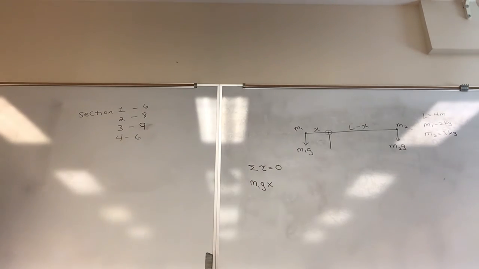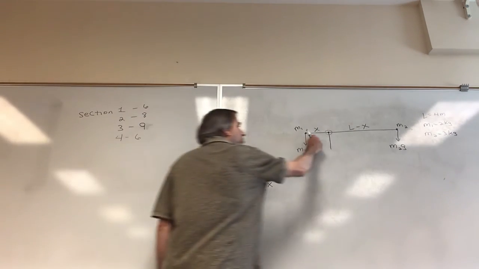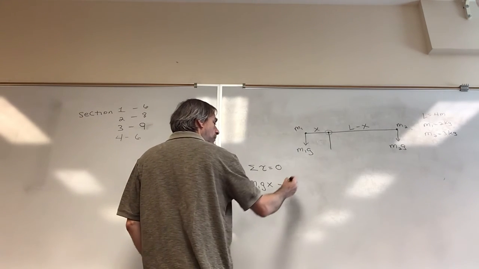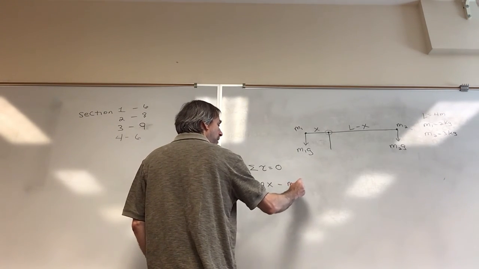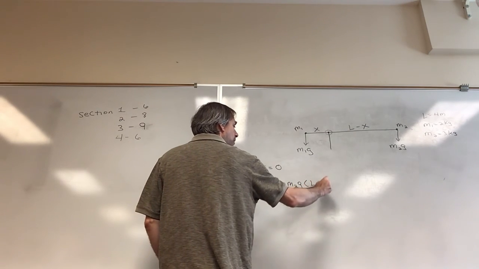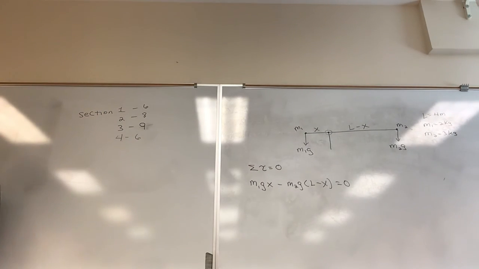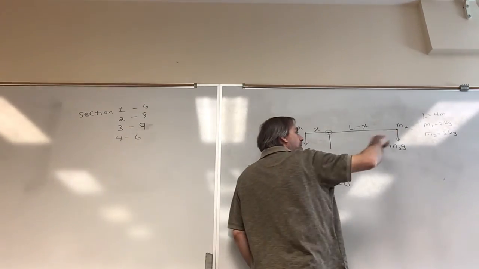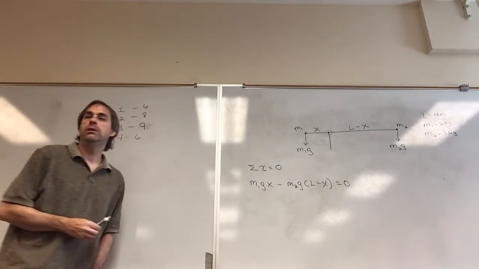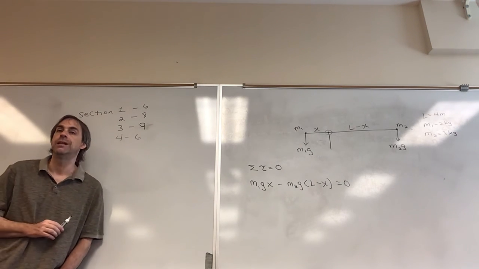which would just be the force times the distance because they're perpendicular. The bar is horizontal, the forces are vertical. If there's an angle, you'd have to find the lever arm, but in this case, the lever arms are just these distances. And then for the second one, we have minus M2G times that distance, which is L minus X. So basically what we want to do is solve for X. Oh yeah, so this one would be a clockwise rotation. So by our convention, counterclockwise is positive, clockwise is negative.